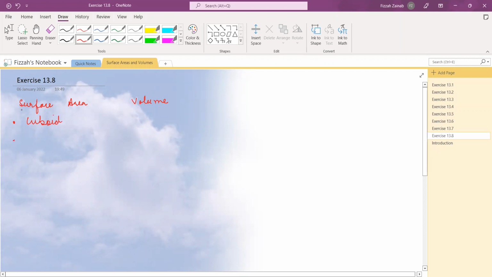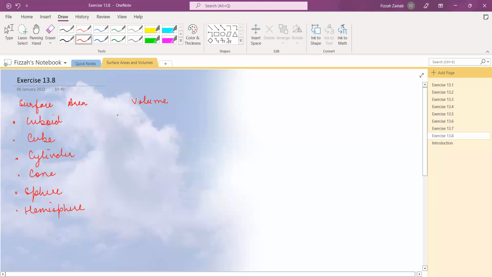Surface area means both total and curved, so I'm not writing them separately. Then we have found them for cube, and then for cylinder, and then for cone and also for sphere, right? And hemisphere, I can write hemisphere also. So these were the figures.